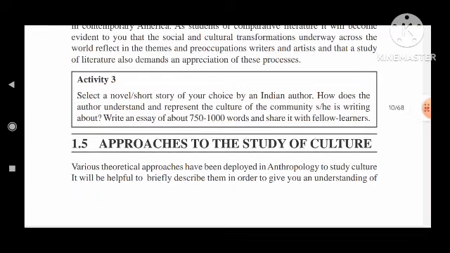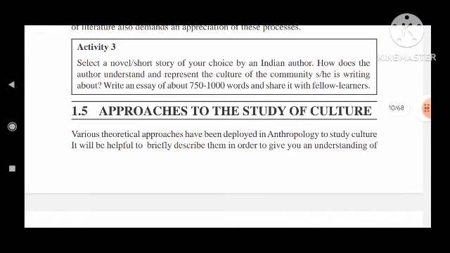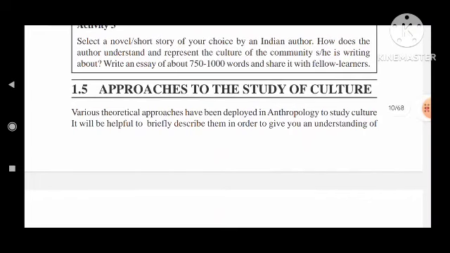So select a novel or short story of your choice by an Indian author. How does the author understand and represent the culture of a community? Write an essay of about 750 to 1000 words and share it with fellow learners.